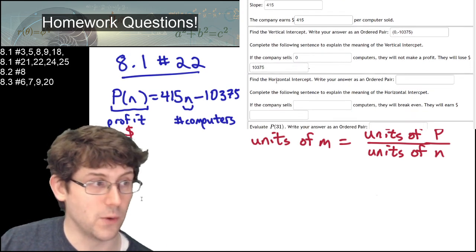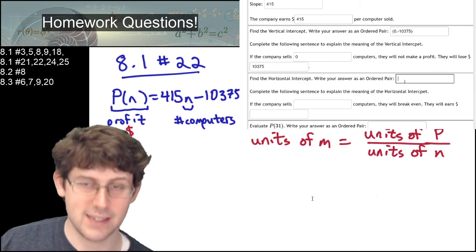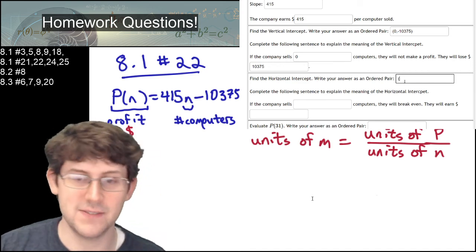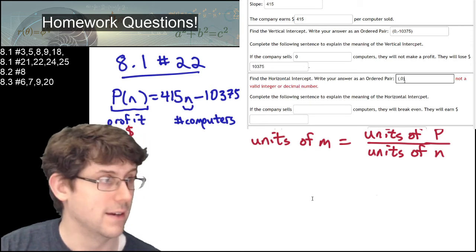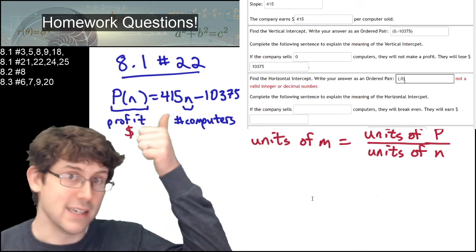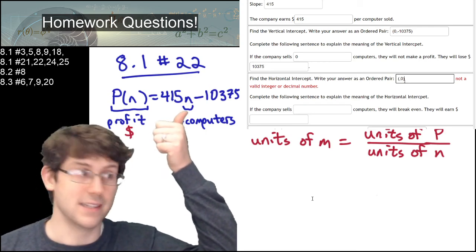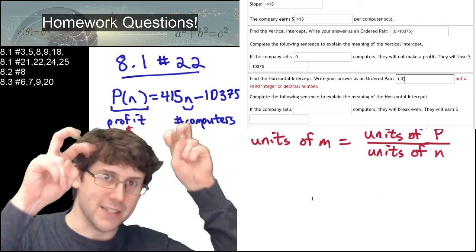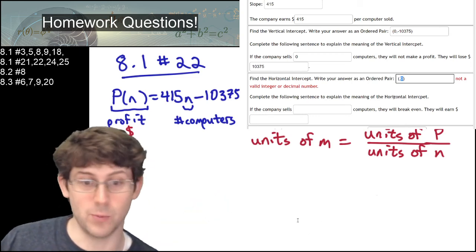Okay, then they want the horizontal intercept. Well, the horizontal intercept is going to be the other intercept. Instead of 0 in for the input, we want 0 for the output. I can't just grab the horizontal intercept out of the equation. The equation has the slope and the y-intercept, the vertical intercept. To get the other one, I'll have to plug in 0 for the output.